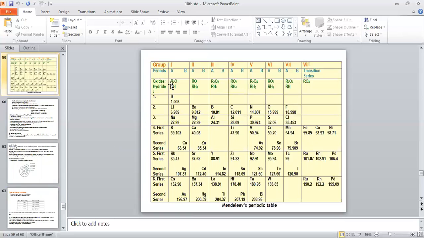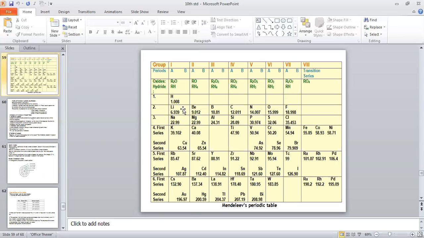So this is group 1, 2, 3, like this. There are 8 groups. Each group is divided into subgroups A and B. So the first group is divided into 1A and 1B. Similarly, the second group is divided into 2A and 2B. Like this, each group is divided into A and B types. Then these are the general formulas of the oxides and hydrides of these elements. So this is hydrogen.